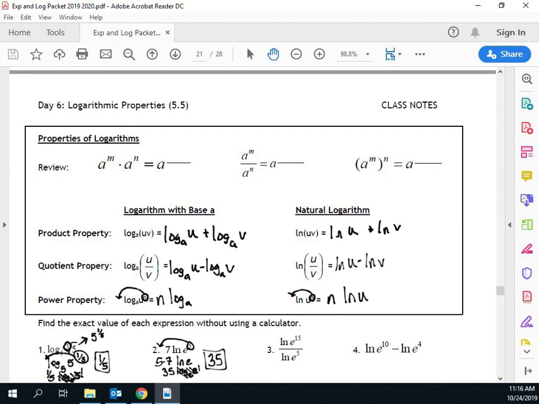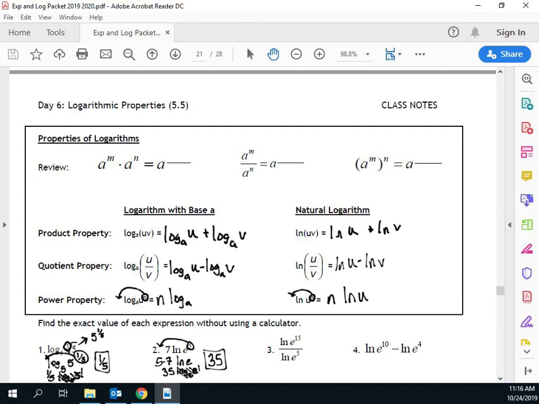Guys, what I want you to start doing now, the sooner the better on this, will make your life a little bit easier in pre-cal. Notice that natural log of e always reduces to 1. Natural log and e are inverses of each other. They cancel each other out.